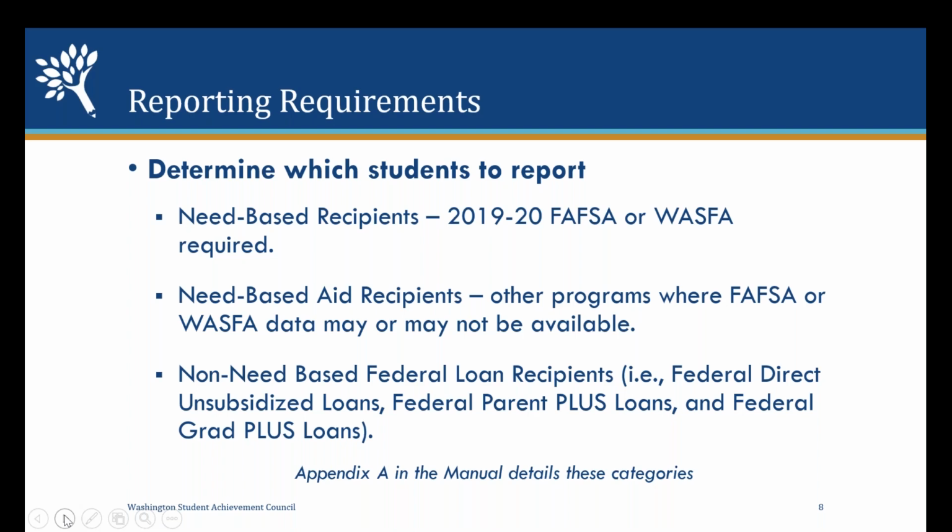So who should you report? You need to report need-based recipients from the 2019-20 FAFSA or WASFA. That's required. Need-based aid recipients in other programs where the FAFSA or WASFA data may or may not be available. There are some programs where it's considered need-based aid, but you may not have a FAFSA on file. And then we want you to report non-need-based federal loan recipients, those federal direct unsubsidized loans, federal direct PLUS loans, and federal grad PLUS loans. Appendix A in the manual details all those categories.